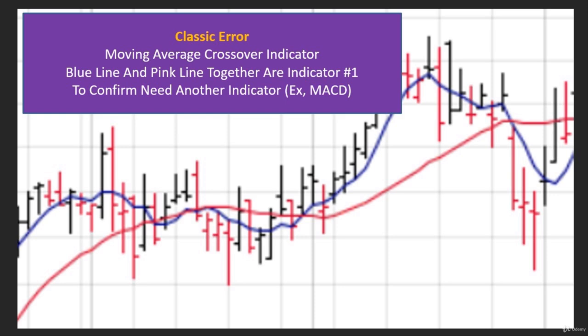So you want to confirm that with another indicator, like the MACD, moving average convergence divergence, for example, or some other indicator. Just be aware that indicators may be using multiple parts of a chart pattern or candlesticks or whatever. This is a good classic example where you have to use both lines together to be the real indicator, and then you need a secondary to cover that. So just be aware of that.